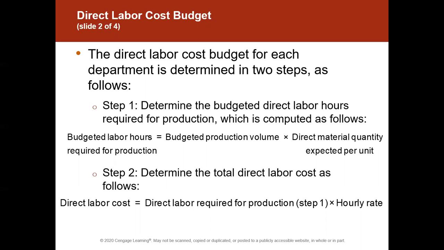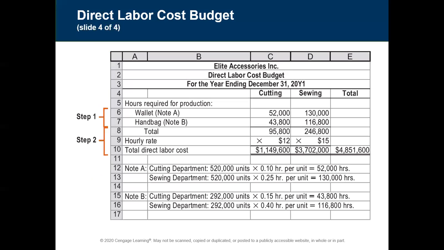Step two, determine the total direct labor cost as follows: direct labor required for the production times an hourly rate. So for their wallets, they have two different processes. Cutting and sewing takes those hours. The handbag takes so many hours. That's their total times their hourly rate, which tells them their direct labor costs. Step by step.